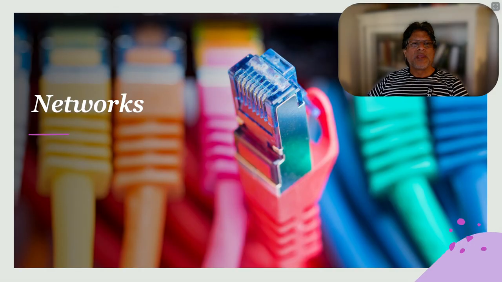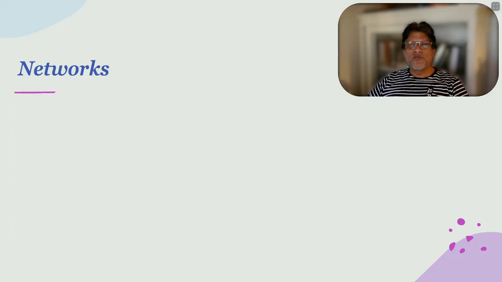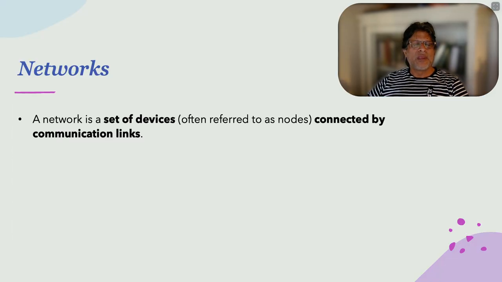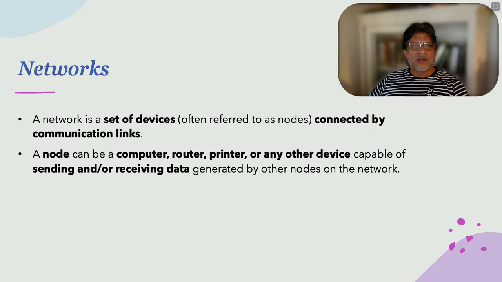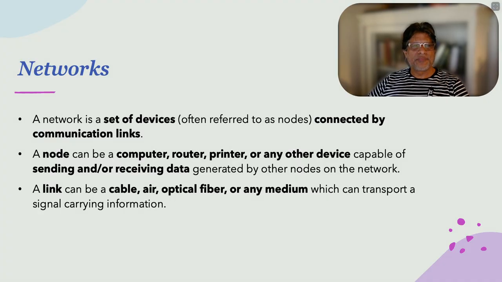Now let's talk briefly about networks. In terms of networks, a network basically is a set of devices, often referred to as nodes, connected by communication links. A node could be a computer, could be a router as well, a printer, or any other device capable of sending and/or receiving data generated by other nodes on the network.